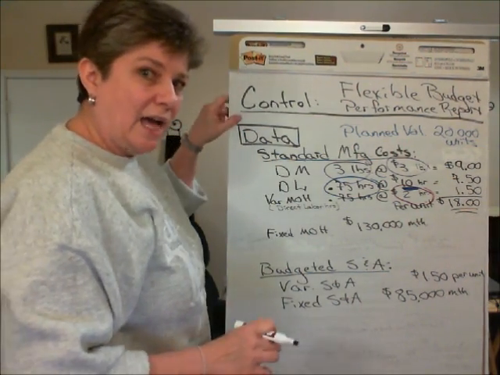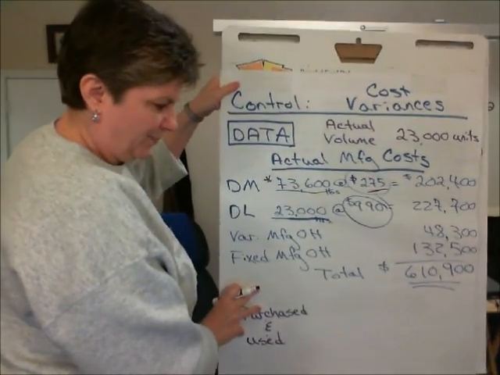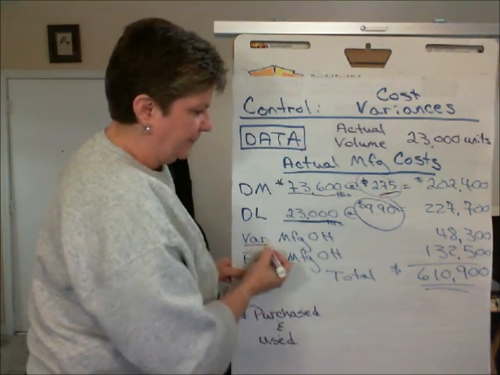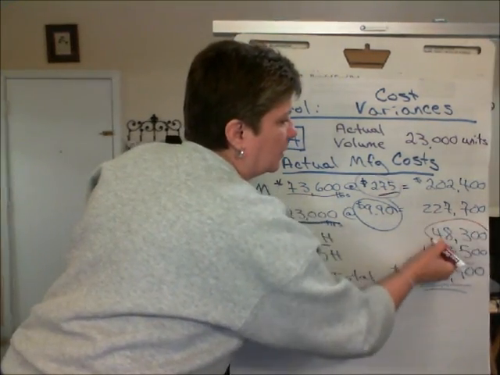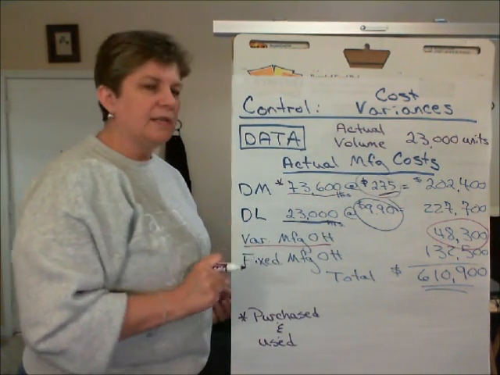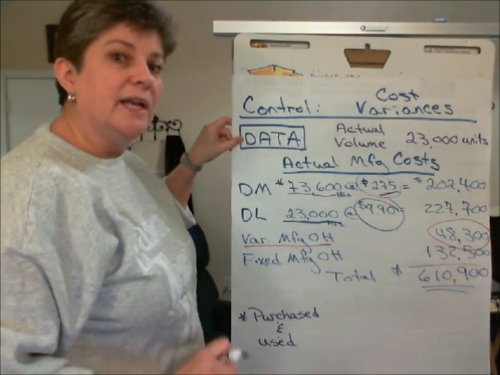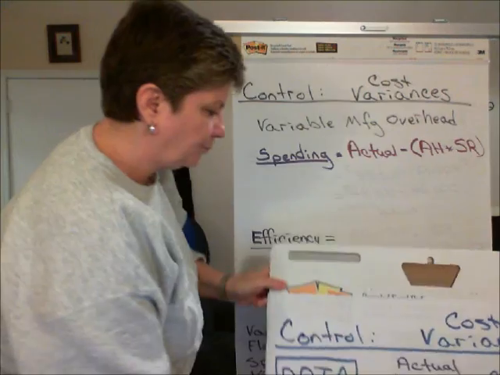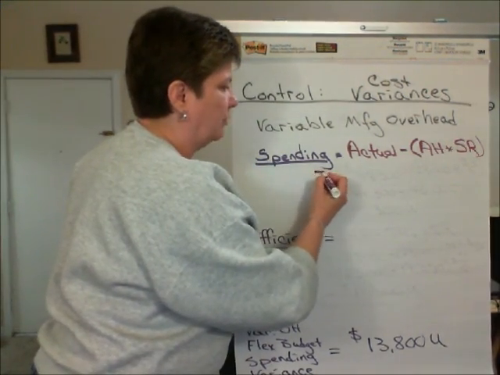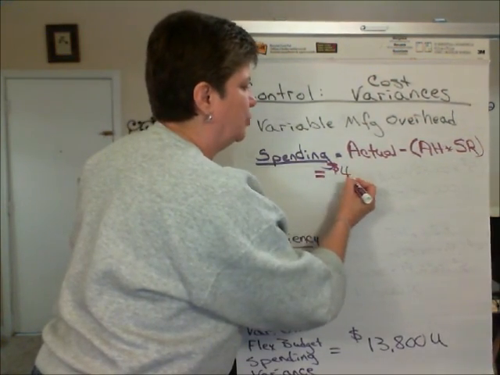Now let's look at the actual cost information. Actual variable manufacturing overhead was a total of $48,300. So that's the amount that we're going to use in calculating our variable manufacturing overhead spending variance. Now let's just plug it in and do the math. The actual variable manufacturing overhead cost, as we just saw, was $48,300.